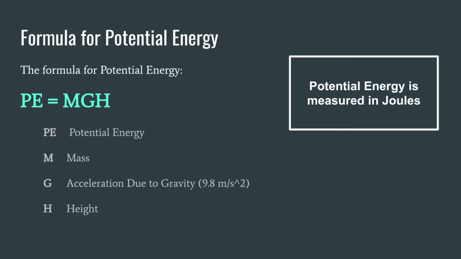Now the formula for calculating potential energy is very simple. Potential energy is equal to mass times gravity, which is the acceleration due to gravity, 9.8 meters per second squared, times height, which is h. When you're doing the calculations, you may think that you'll be squaring this, but you do not square it. When multiplying, you just replace it with 9.8. Watch in the next slide how we solve. Potential energy is measured in joules, by the way. So basically your result is in joules.